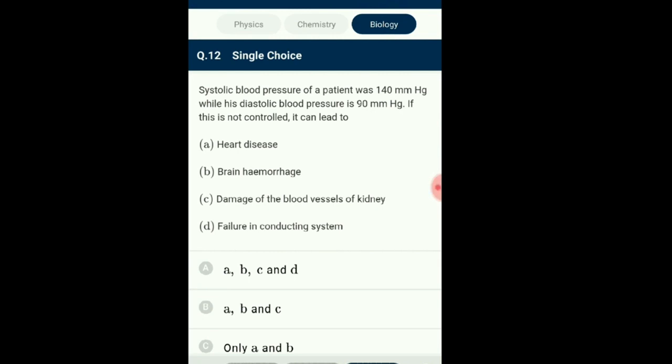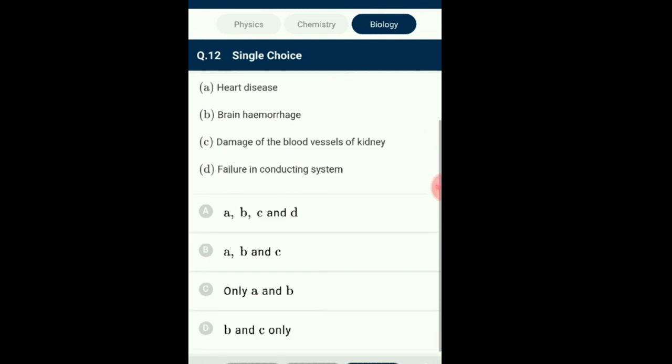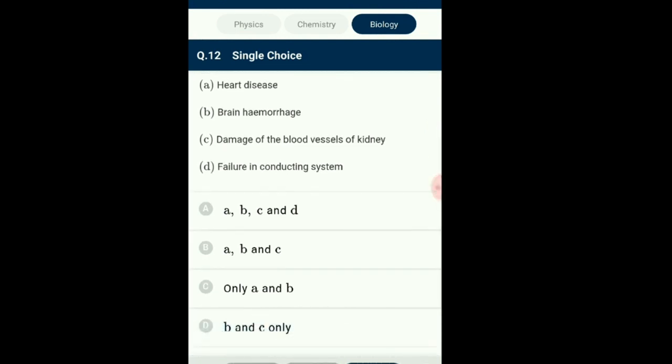The blood vessels of the kidney, generally called the renal artery, are the most commonly affected. Also, high pressure can lead to the rupture of delicate vessels in the brain, leading to brain hemorrhage. This continuous overwork of pumping blood with more pressure will lead to disease of the heart too. The conducting system is not dependent on the circulation, but instead on the electrical circuit of the heart, which is not affected by the raised blood pressure.